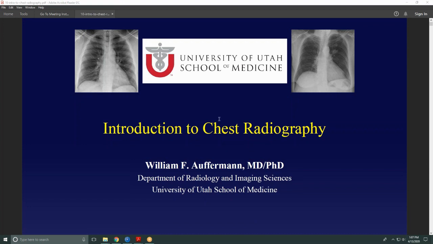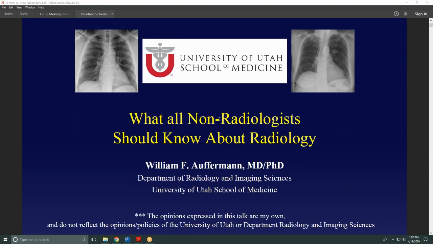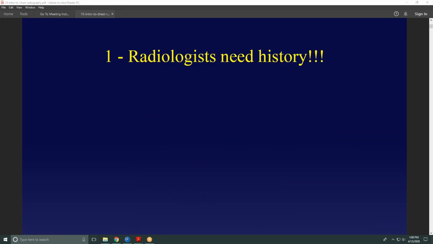So we're going to be talking about chest radiography today. First, I just want to talk about, and you'll notice my little disclaimer down here, these are things I think every non-radiologist should know about radiology. And this kind of goes over everything, not just chest. So I think these are three high points for those of you who aren't going to be radiologists.